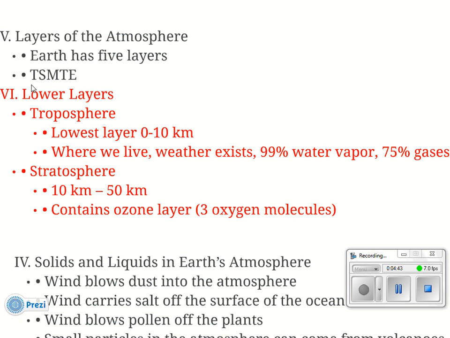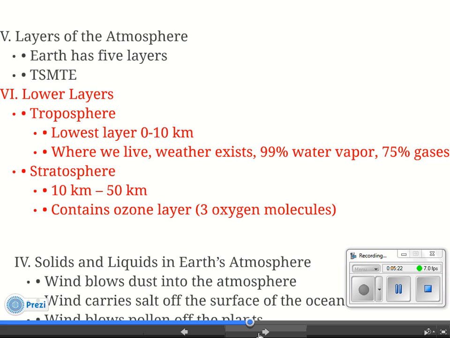All right, so under the TSMTE that you wrote, you're going to put Roman numeral 6, lower layers. The lowest layer is the troposphere. It's at 0 to 10 kilometers, and it's where we live, where weather exists, has 99% of the water vapor and 75% of gases. Right above that is the stratosphere. It is 10 kilometers to 50 kilometers above the surface of the Earth, and it contains the ozone layer. Ozone is 3 oxygen molecules. Pause the movie, write that down, and join me back.